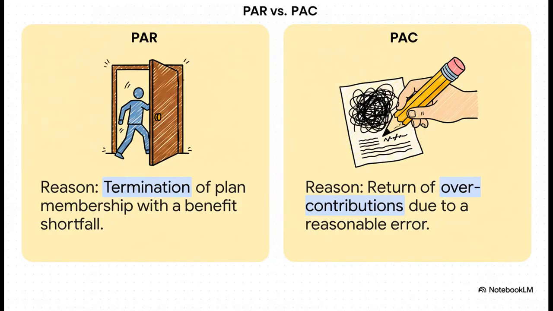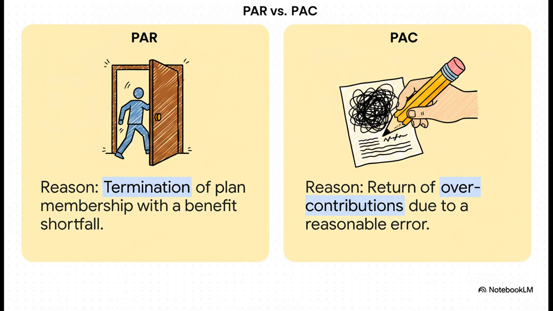So look, here's the bottom line. The key difference is the reason they happen. A PAR happens for one reason and one reason only. You terminated your membership in the plan. You left. A PAC, on the other hand, happens because of an error. A mistake was made. Maybe the employer overcontributed by accident, and that money had to be returned.